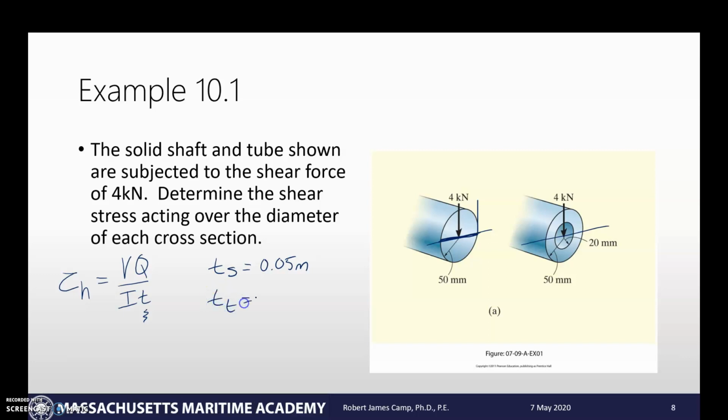Now the thickness of the tube is going to be a little bit different, because you've got material here, you've got material there, but then you have air in the middle. You can't have horizontal shear stress in air. You can only have it in the actual material itself.